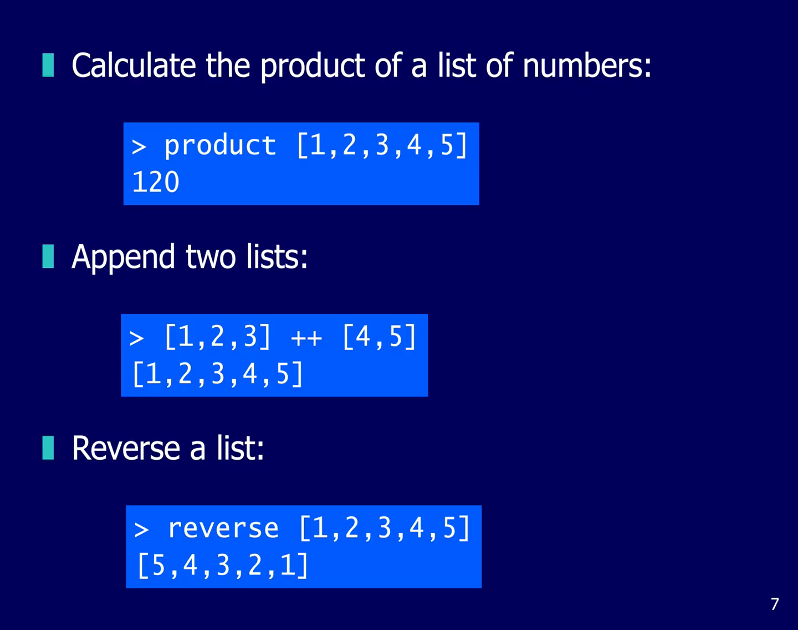Then we see two functions we've already seen last time around. Here's the append function for lists. It just joins two lists together. It's an infix operator as well, as we saw last day. And we can also reverse a list, which does exactly what you'd expect. If you reverse 1, 2, 3, 4, 5, you get 5, 4, 3, 2, 1. Very, very straightforward.